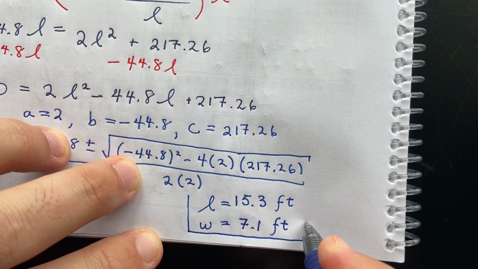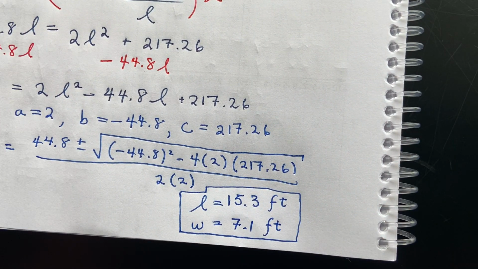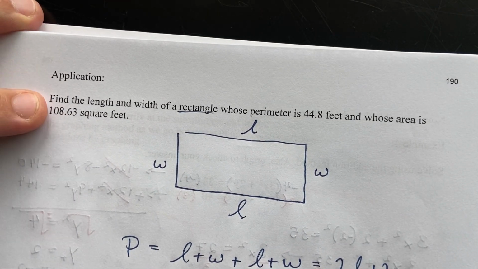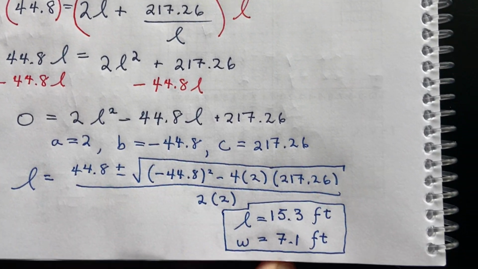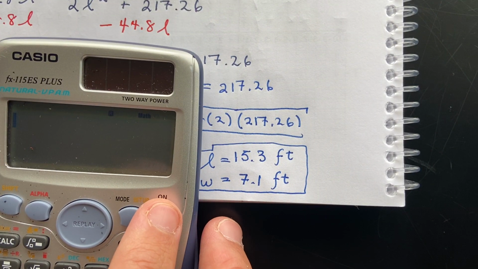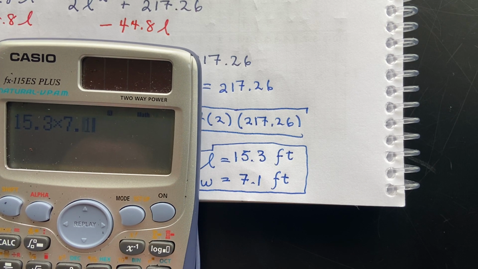And you can check this, right? The area must be 108.63. So if I multiply these two together, I had better get that, right? Because that's the area formula. There it is.